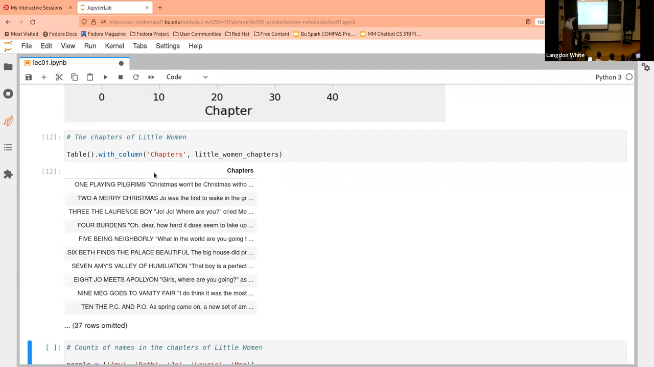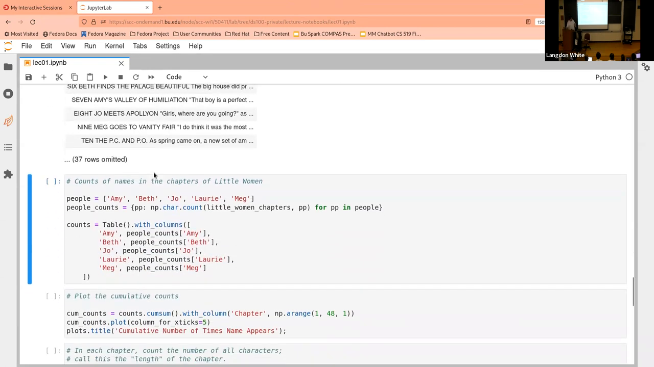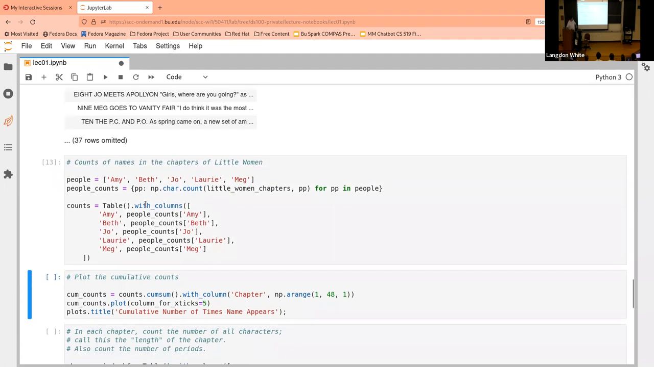Okay, so the first thing we're going to do is the same thing we did before, we're going to pull out all of the chapters into a table, with one chapter per row, so that we can manipulate some of that data. And so what we want to know first, I don't know if that's going to show anything, but we have these characters, right? So we have Amy, Beth, Jo, Laurie, which is the guy next door, and Meg, and those are the sisters and the guy next door.